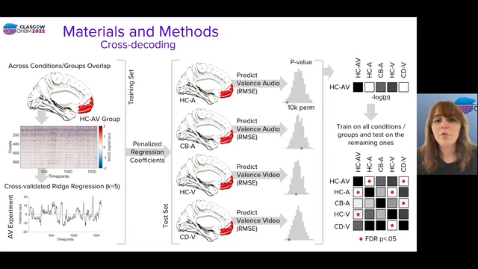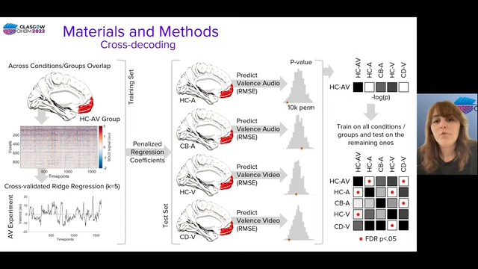To estimate the association between valence and brain activity in each group, we did a k-fold procedure to estimate the best lambda value for our cross-decoding. In the figure, you can see an example for the audio-video condition that was used as our training set. We performed the cross-validated regression with the dependent variable being valence, and we obtained the penalized regression coefficients to use in our test set, which were all the other conditions other than the audio-video one.